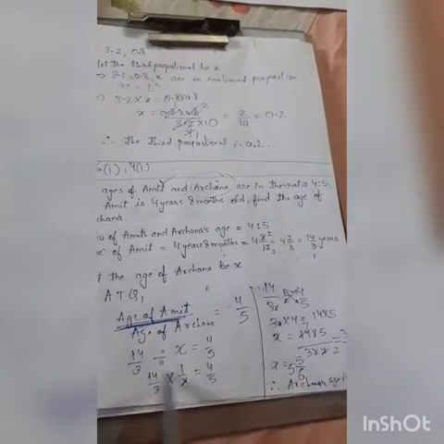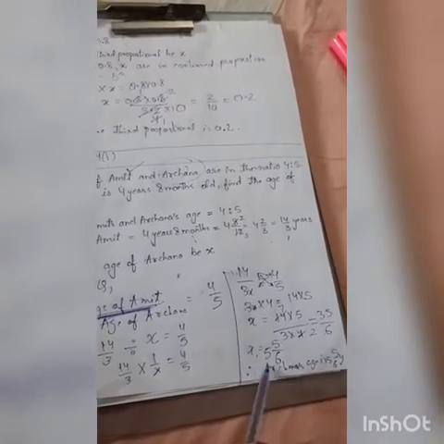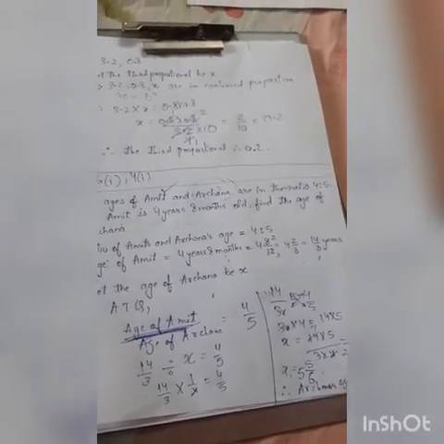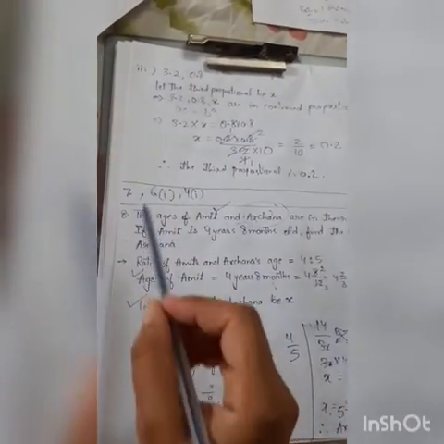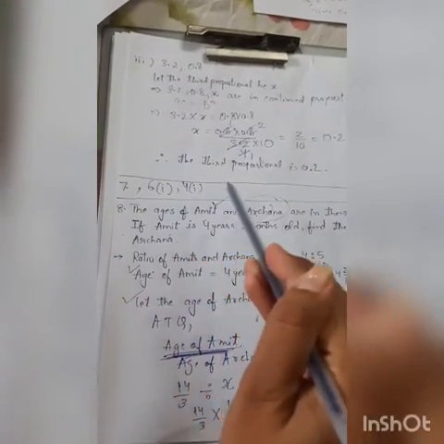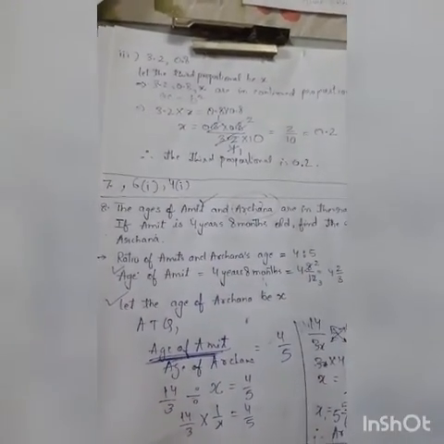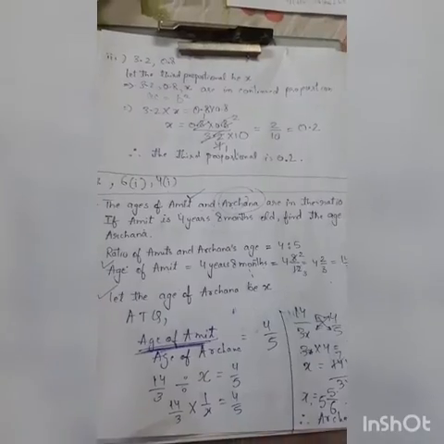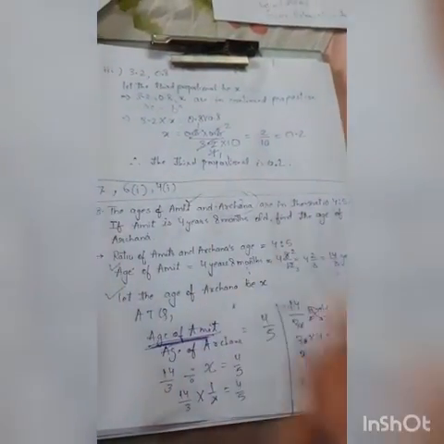With the help of this equation we have found out the value of x, which means we have found out Archana's age. So your homework is to complete question number 7, 6 first part and 4 first part. Along with that you will complete your exercise 6.2 entirely, which means your classwork.